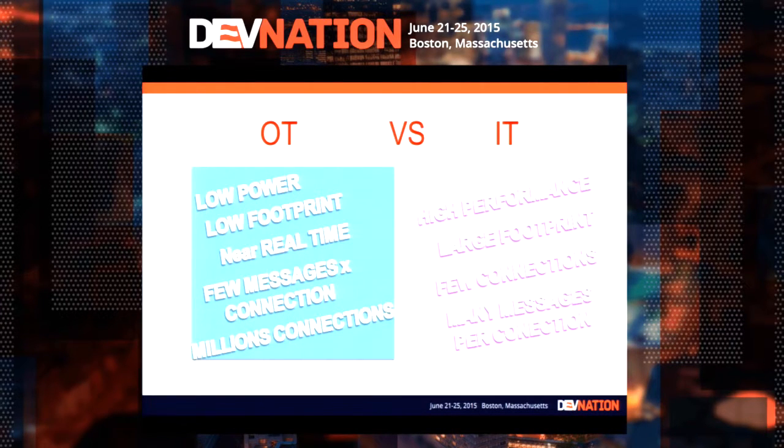So just to give some keywords that qualify operational technologies versus information technologies. In the operational technologies, we are in the space of real-time, low power, low footprint, few messages per connection, so millions of connections but few messages. This is the typical case of a sensor that for 24 hours minus one second is in profound sleep. Deep sleep as a state. It's a real state of a device. He will wake up for a millisecond, transmit a few kilobytes and go down and sleep again. Easy life.